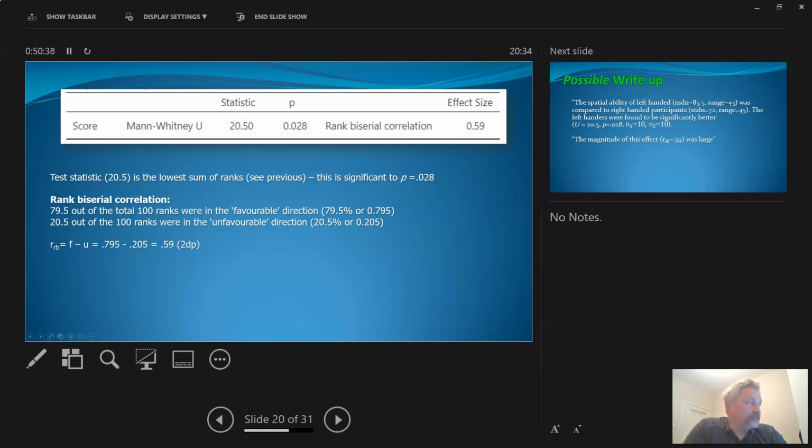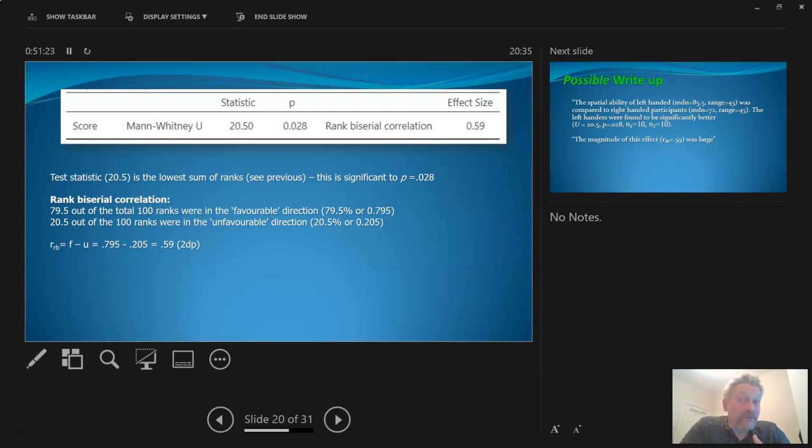Again, we've got the test statistic, which was the lowest of our two U values. And what we can do is then find the probability of obtaining this test statistic, this pattern of differences in our scores between left and right-handed people, if the null hypothesis was true and there was no genuine difference. The likelihood of obtaining that set of scores by chance is 0.028, 28 out of 1,000. That's very, very low. Again, it's below our cutoff of 0.05. Therefore, it's highly unlikely that it has happened by chance or by sampling error.